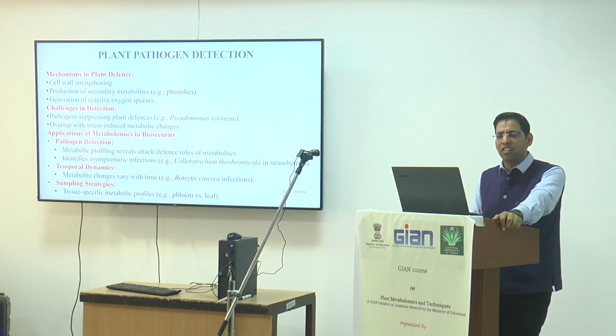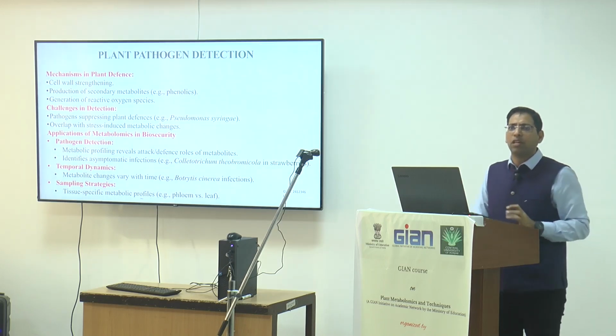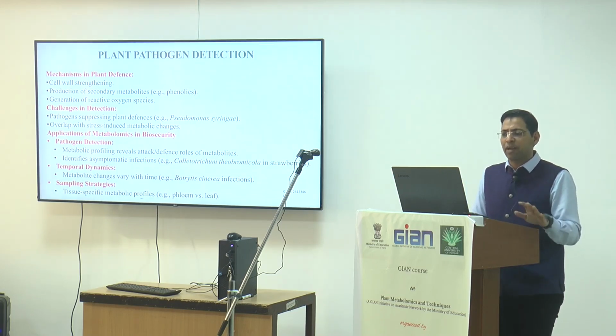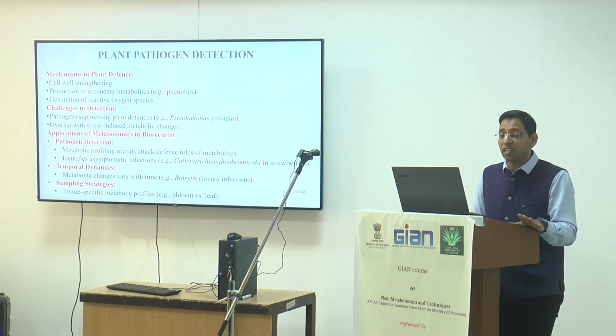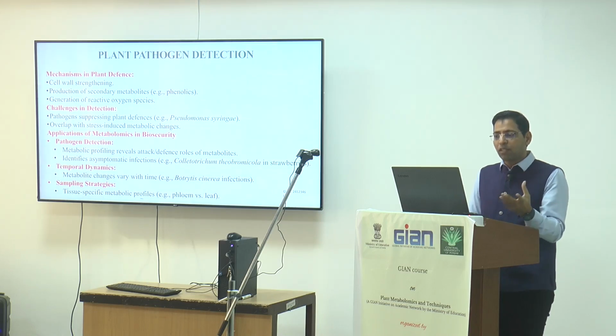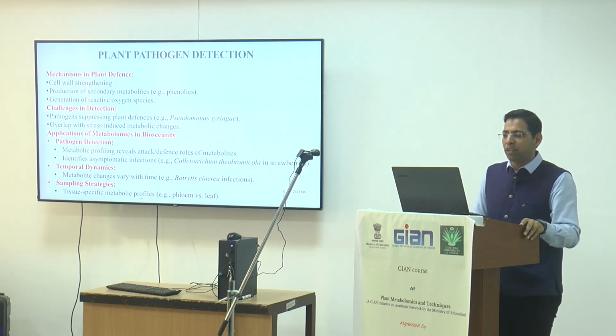Now, challenges in the detection. What are the things which we have to prepare ourselves for during the detection of those infections? The first one is the pathogen suppressing plant defense. A pathogen, when it enters a plant, tries to establish itself when the defense mechanism of the plant is compromised. And sometimes they overlap with stress-induced metabolic changes also. So application of metabolomics in biosecurity: pathogen detection is one of them.